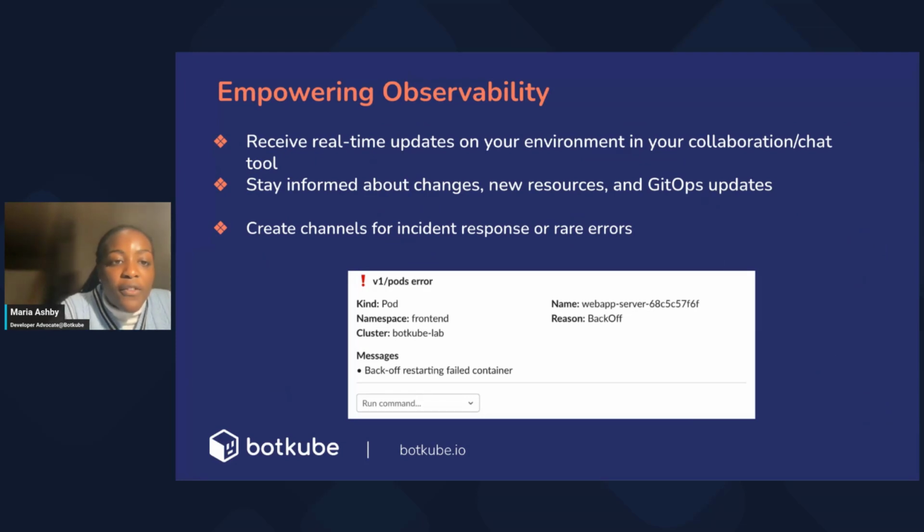So our first best practice is about empowering observability. What this means is monitoring is more than just receiving alerts and data. You want to be able to have some sort of context around the information that you receive. So you want to be able to have real-time updates on your environment. So by using a tool like Botkube, it acts as a watchdog, so you can be informed of changes and be able to be more proactive when it comes to your incident response.